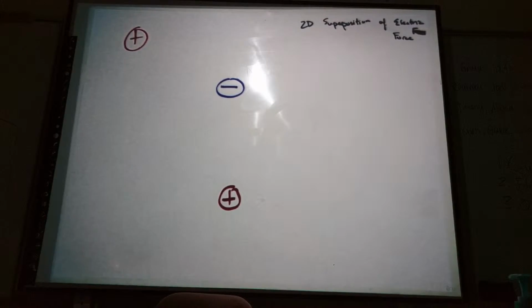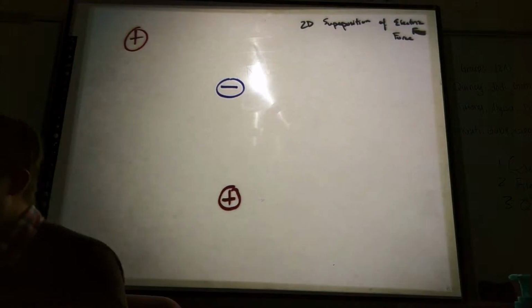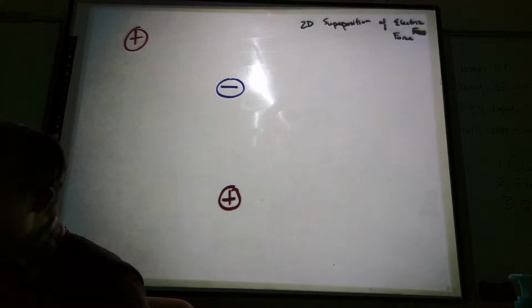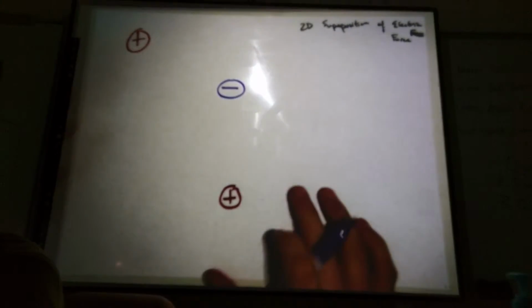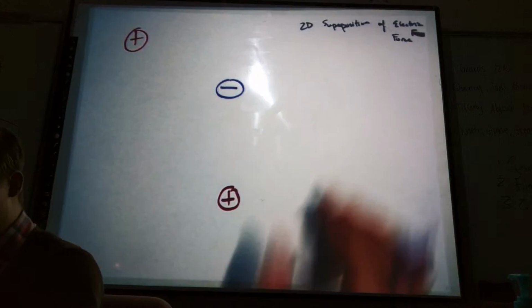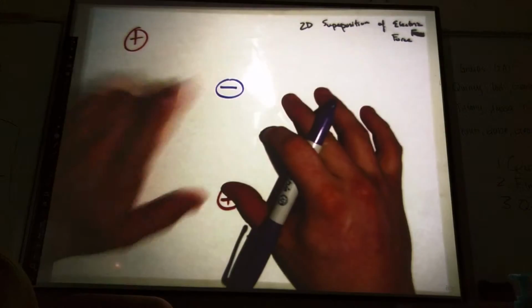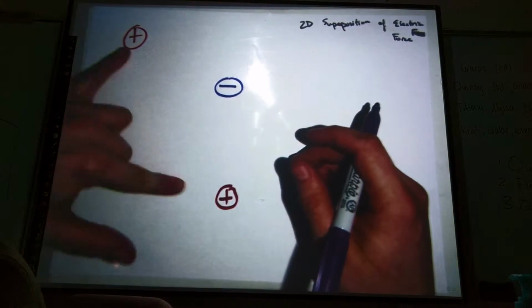This is the 2D superposition of electric forces, and this is the setup of 3 particles, 2 of which were positively charged, the other one negatively charged. They were put in space like this, and what do you know? This negative one felt some forces. We could figure out the direction of those forces just by looking at these 2 other charges.